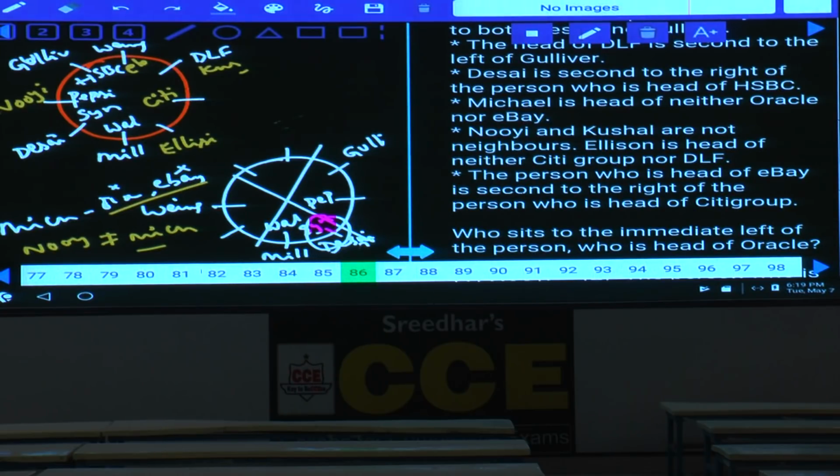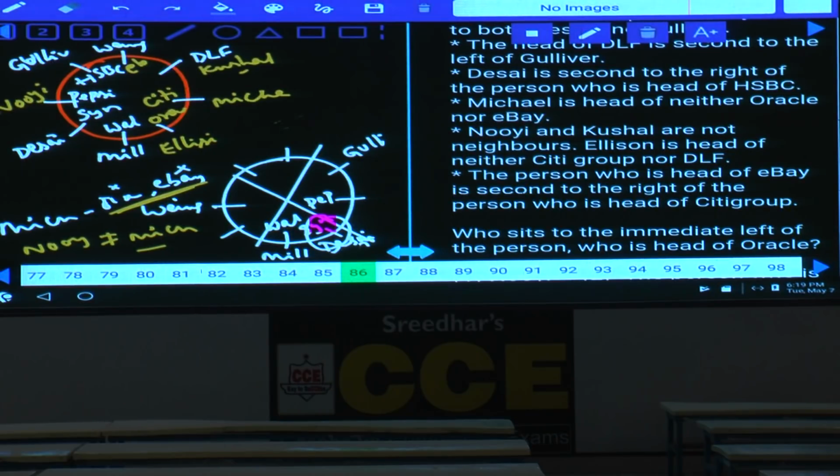DLF and Oracle is left over. And this person is the head of this Oracle. As this person is the head of this Oracle, Ellison is here, then Kushal is here. If Kushal is here, then this person must be Michael. Now Michael is neither Oracle nor eBay, hence Michael is Citigroup. Done with this? The person who is the head of eBay is seated second to the right of Citigroup. Now this is the final arrangement.